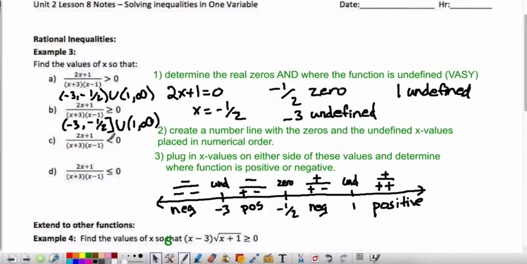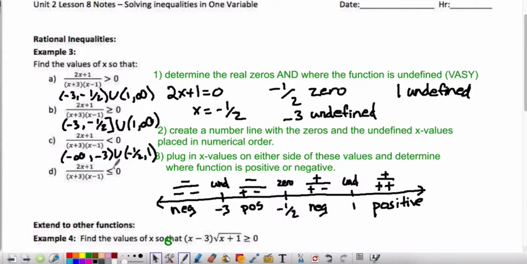Okay, less than. So less than, we're talking about -infinity to -3, not including it. And we're also talking about -1/2 to 1, not including that either.